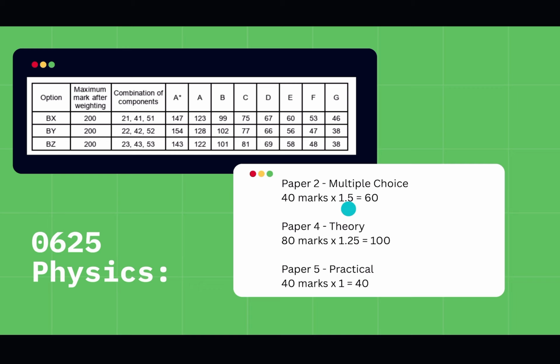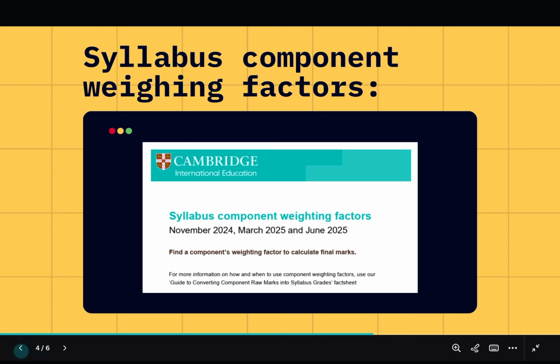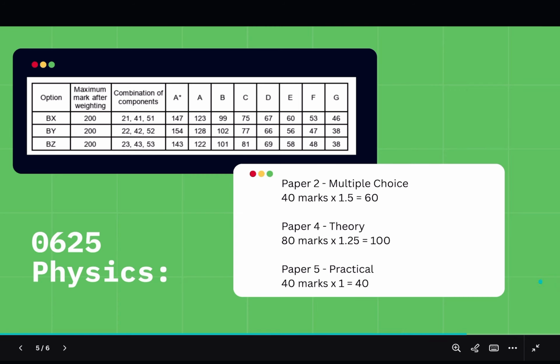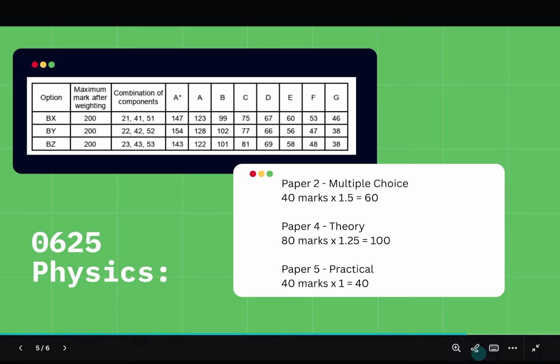And then you see these numbers, 1.5, 1.25, 1. Why are we multiplying them? Well, we just looked at it. The syllabus component weighing factors. So I went through this document and I found the weighing factors for the papers, and these are the weighing factors. So I multiply them and I get 60, 100, and 40, which adds up to 200. This initially added up to 160, but now it adds up to 200. And you can see over here that the maximum mark after weighting is 200. So that is how they calculate your marks. So let's do an actual example to see how this works.